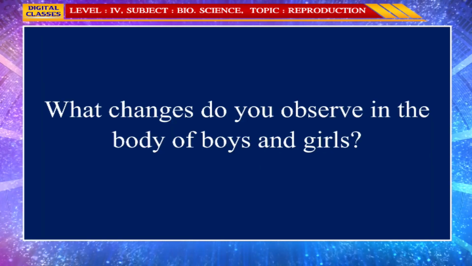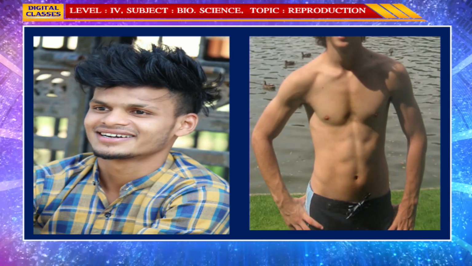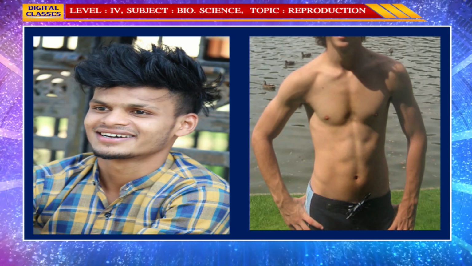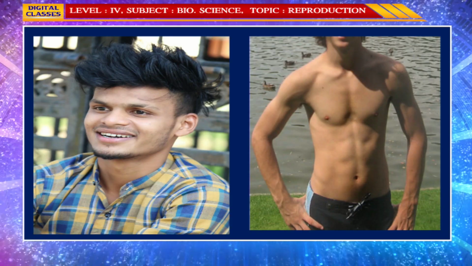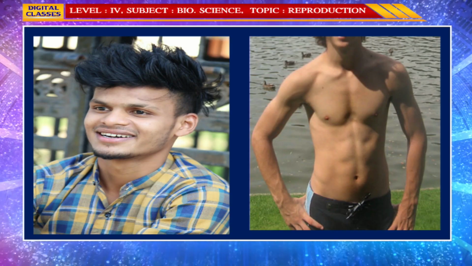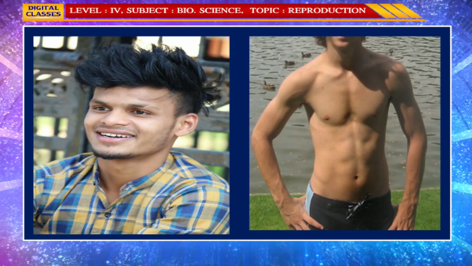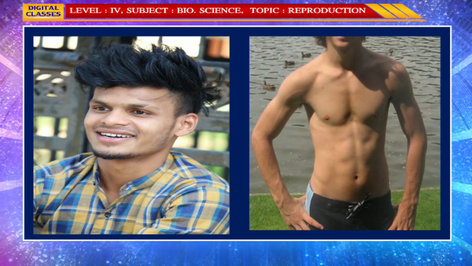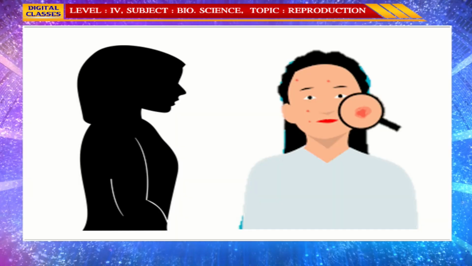What changes do you observe in the body of boys and girls? Boys develop broad shoulders, wider chests and prominent muscles. In boys, facial hair, moustaches and beards begin to grow. The voice becomes hoarse. Boys grow tall. In girls, the voice becomes high pitched. Breasts begin to develop and the menstrual cycle starts. In girls, the region below the waist becomes wider.